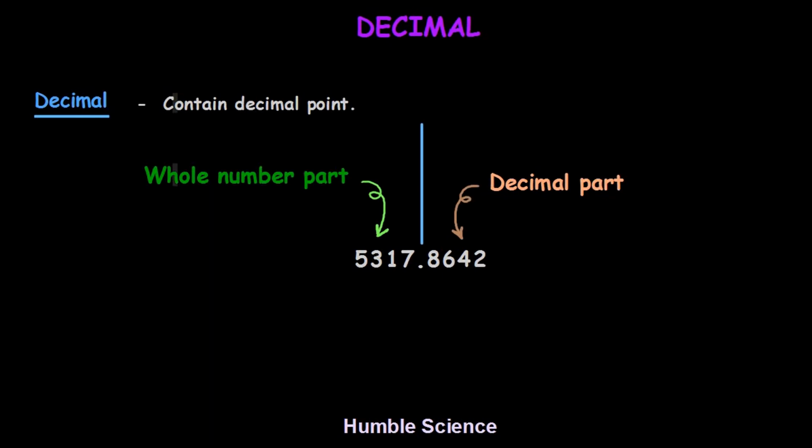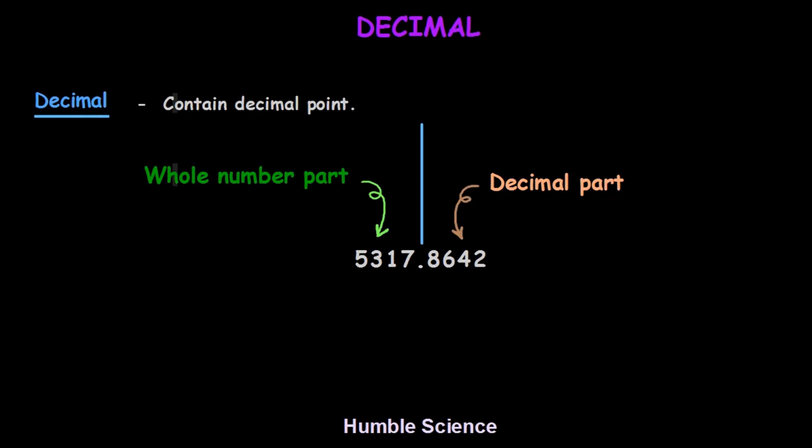Now let's try taking a look at decimal. Decimal number usually contains a decimal point. For example, 5317.8642. The left part is called the whole number part, and the right part is called the decimal part. Each position in a decimal number has its own unique name.